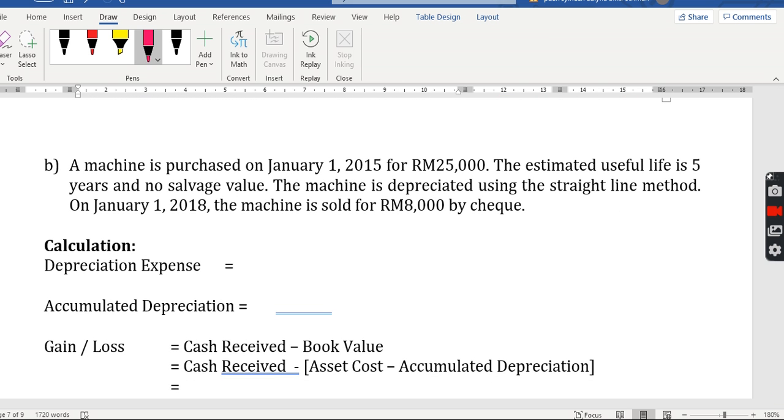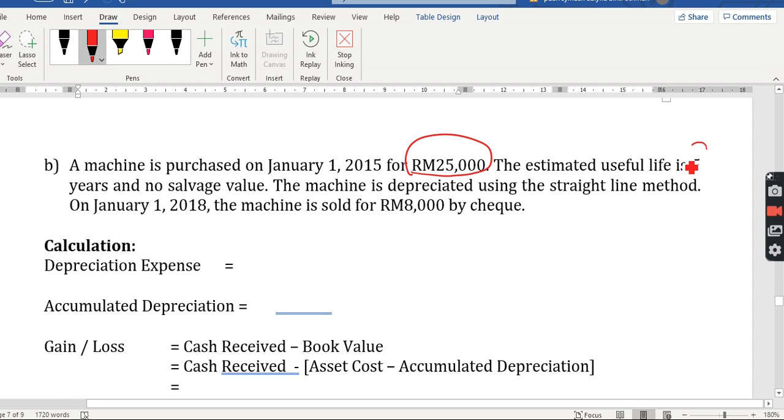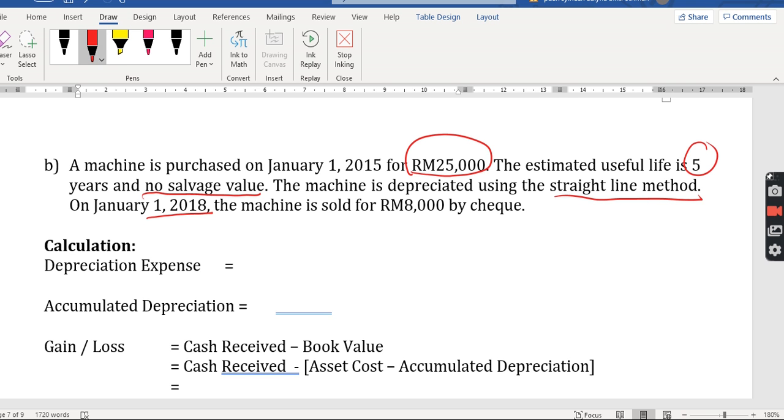Now let's see if the same machine is purchased on 1st of January 2015 as well, and the price of the asset is 25,000. The useful life is 5 years and there is no salvage value. Still using the straight line method, but in this question the asset was sold on 1st of January 2018, 1 year later. In question A, the selling was on 1st of January 2017, but for question B, the selling date is January 1st, 2018.